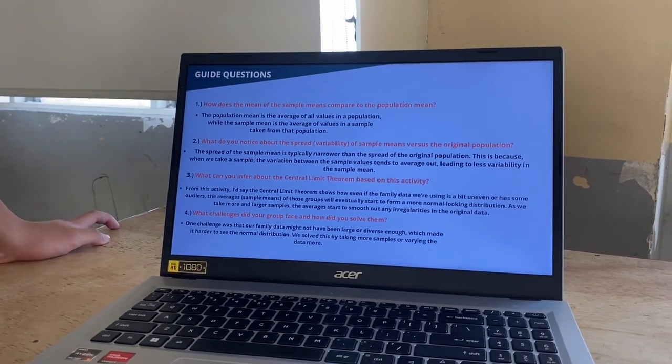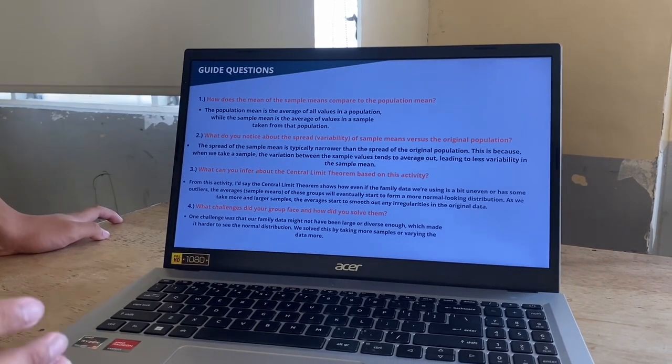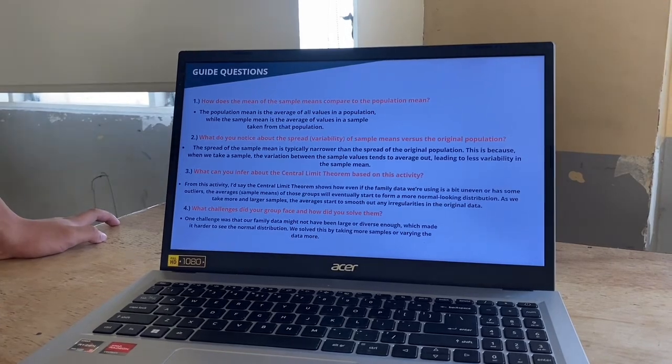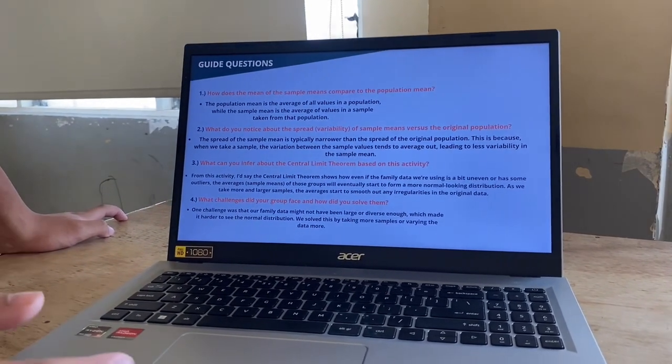What challenges did your group face and how did you solve them? One challenge was that our family might not have been large or diverse enough, which made it harder to see the normal distribution. We solved this by taking more samples or varying the data more.